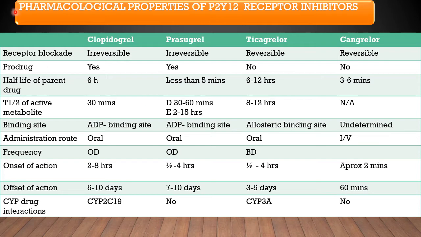Clopidogrel is a second generation P2Y12 receptor antagonist, and PRASUGREL is a third generation P2Y12 receptor antagonist. The other thing is that the active metabolite of clopidogrel is highly unstable, and it has a half-life of 30 minutes. On the other hand, the active metabolite of PRASUGREL is comparatively stable, and that's why the effect of PRASUGREL can last up to 7 to 10 days, while that of CLOPIDOGREL might last 5 to 10 days.